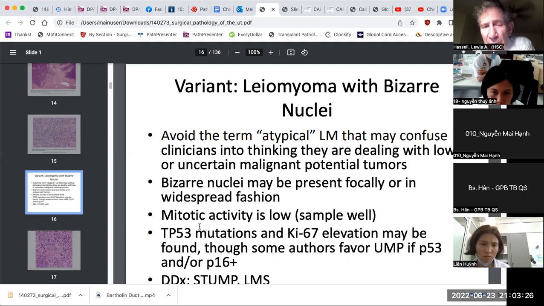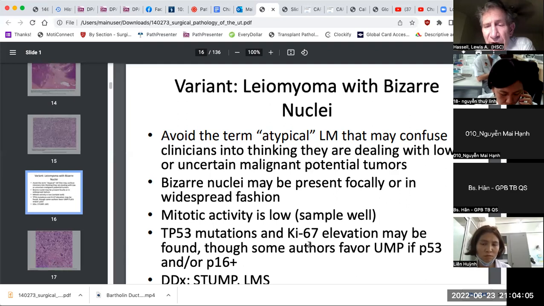So we don't have all the data on this yet. This is kind of an area where you have to guide the surgeon or the oncologist based on your understanding of the biology and your understanding of the stains. It's certainly not every leiomyoma with bizarre nuclei that is going to stain for these. And if you have this feature, then that puts it in a slightly different category.